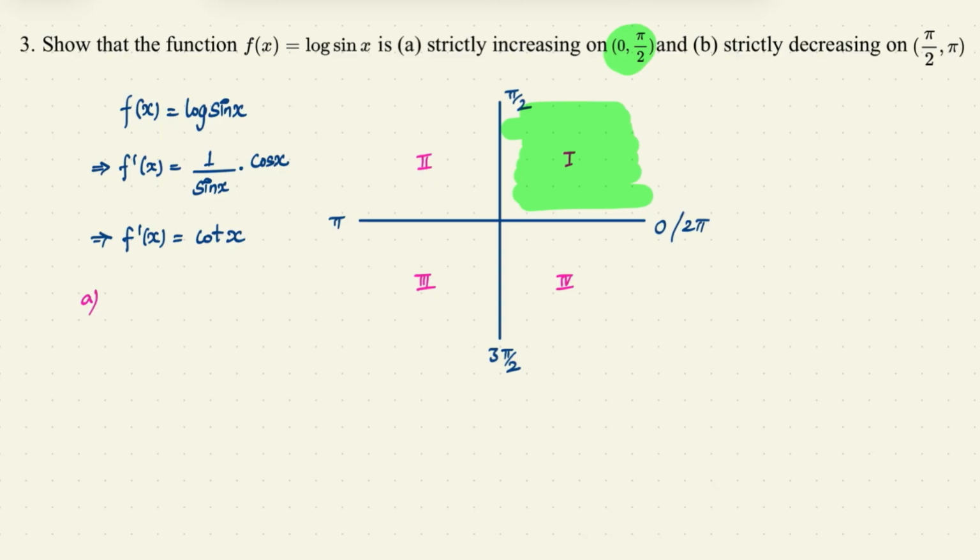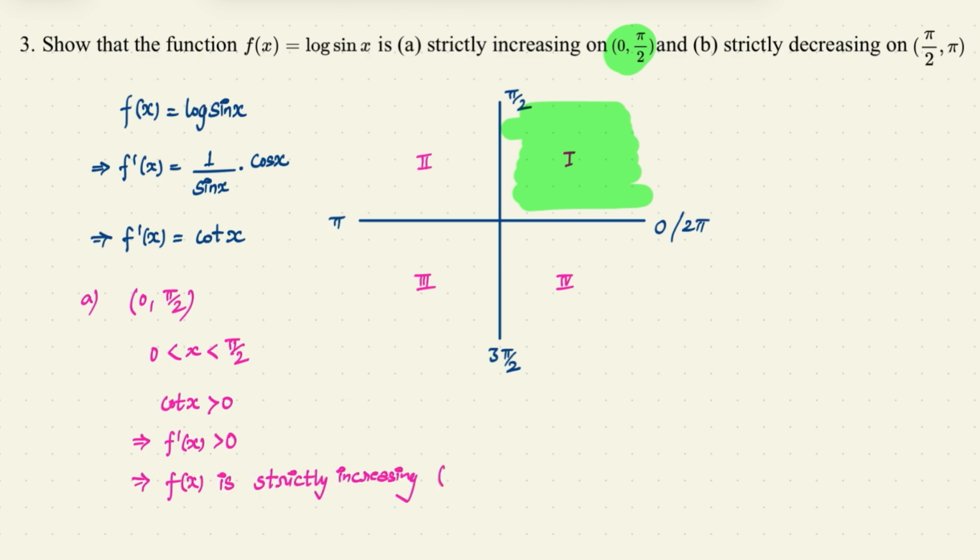So in part A the interval is given as 0 to pi by 2, which is our first quadrant. That means our x lies between 0 to pi by 2. In the first quadrant all trigonometric functions are positive. That means cot of x will also be positive, and since cot of x is our f dash of x, that means f dash of x is positive, or greater than 0. This means the function f(x) is strictly increasing between 0 to pi by 2.